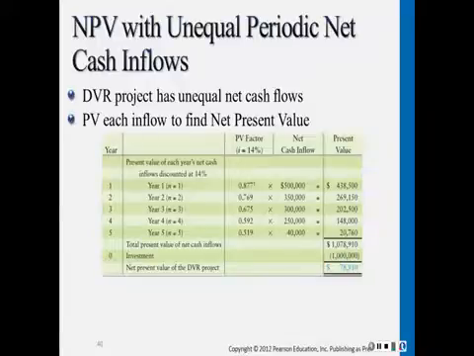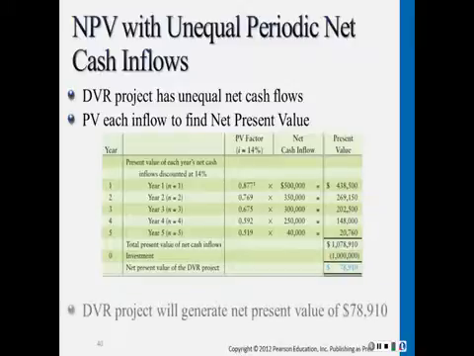After separately discounting each of the 5 years' net cash inflows, we add each result to find that the total present value of the DVR project's net cash inflow is $1,078,910. Finally, we subtract the investment's cost of $1 million, which is the cash outflow, to arrive at the DVR project's net present value of $78,910.